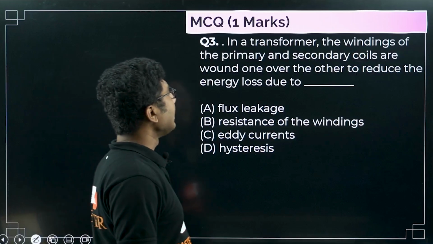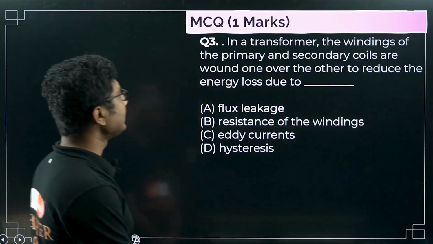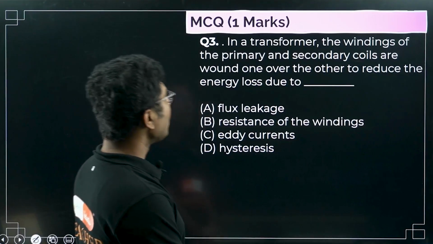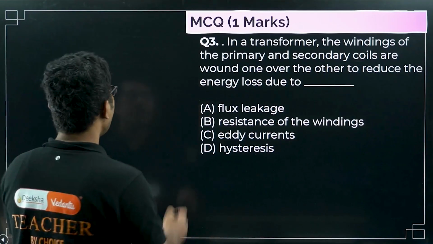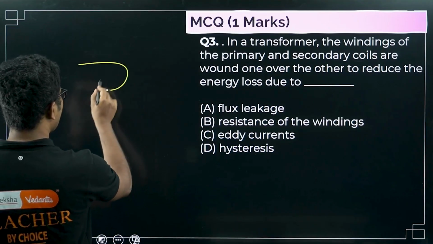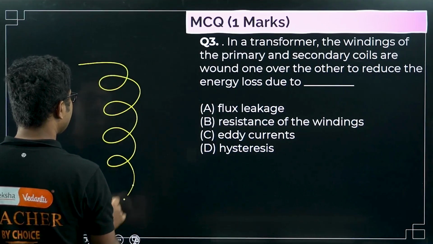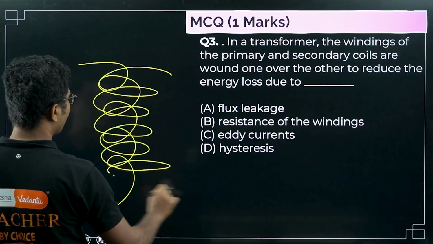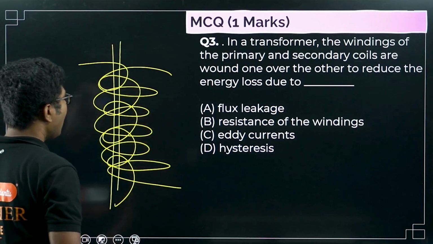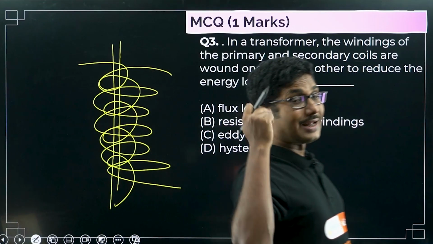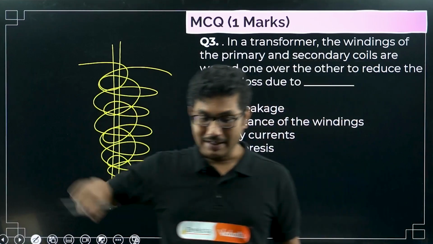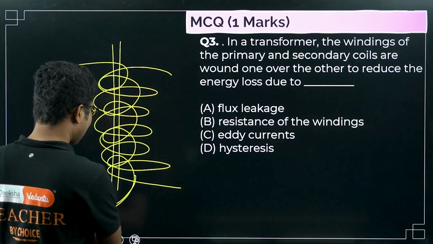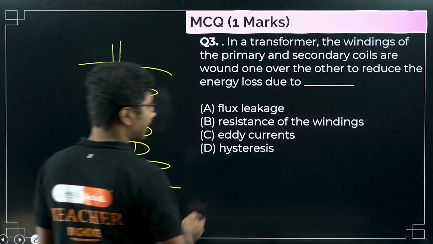Question number 3: in a transformer, the windings of the primary and secondary coils are wound one over another to reduce the energy loss due to. So, in a transformer, sometimes the coils are wound like this, through some core. Okay, there will be some core involved, but why are they wound like this? Wound means spiraling on a surface, right? So why are they connected like this instead of any other standard form?